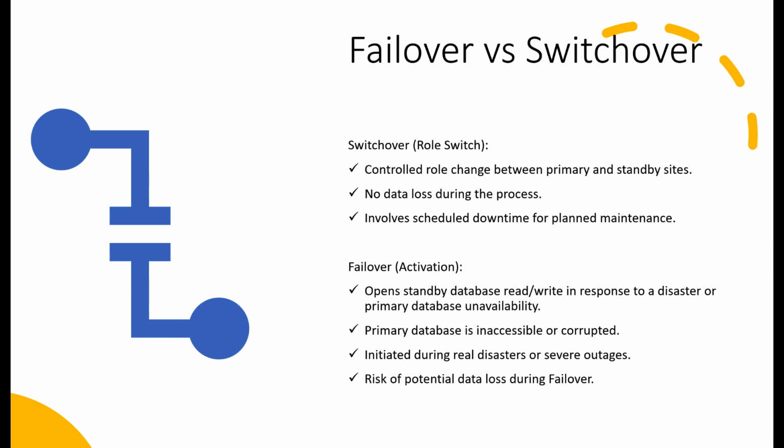Switchover and failover are two crucial processes in database management. Switchover involves a controlled, planned role transition between the primary and standby databases, ensuring no data loss during the process. It is typically scheduled for maintenance purposes and may incur some downtime. On the other hand, failover is an emergency response to critical situations such as primary database unavailability or corruption. It involves opening the standby database in read-write mode, transforming it into the new primary database. However, failover carries the inherent risk of potential data loss and is only initiated during genuine disasters or severe outages.